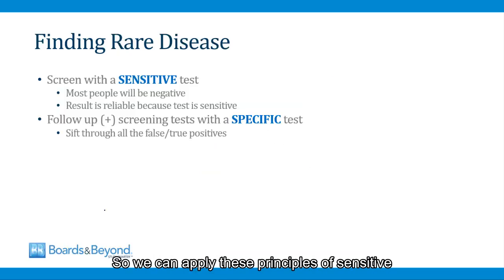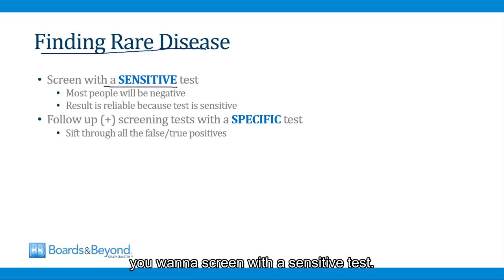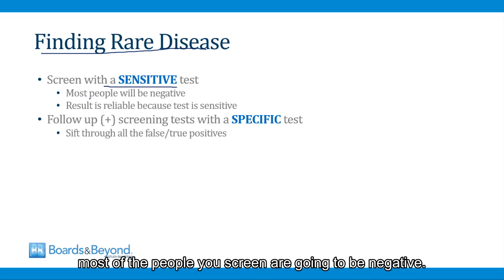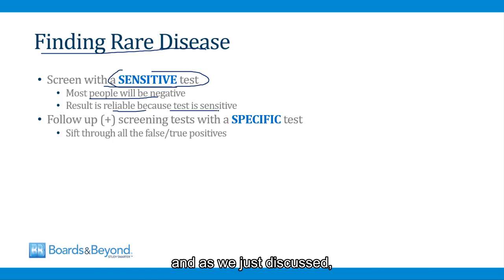So we can apply these principles of sensitive versus specific tests to the concept of finding a rare disease in a population of patients. When you're trying to do this, you want to screen with a sensitive test. Because it's a rare disease, most of the people you screen are going to be negative. And with a sensitive test, when the test is negative, that's reliable because it's a sensitive test. And as we just discussed, sensitive tests are good at ruling out disease.